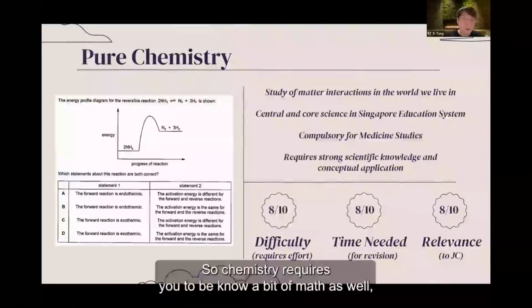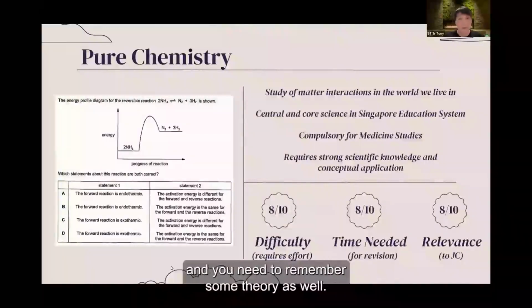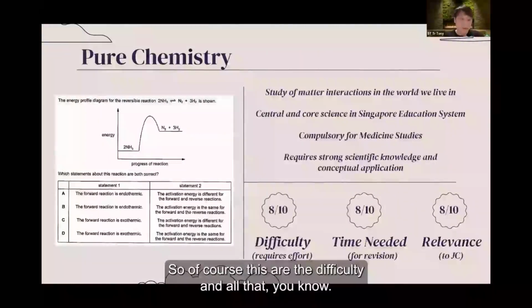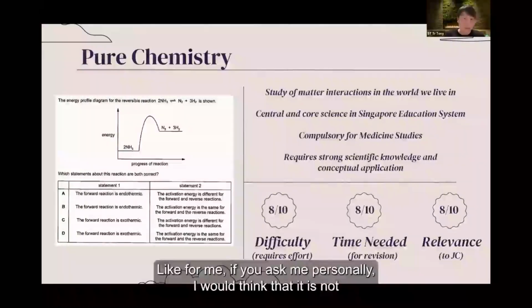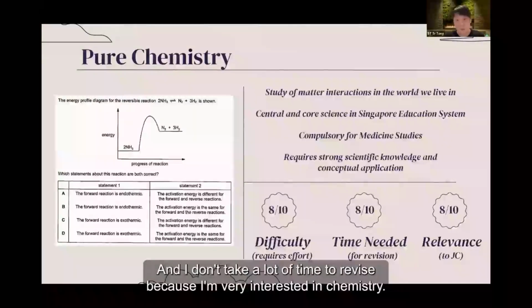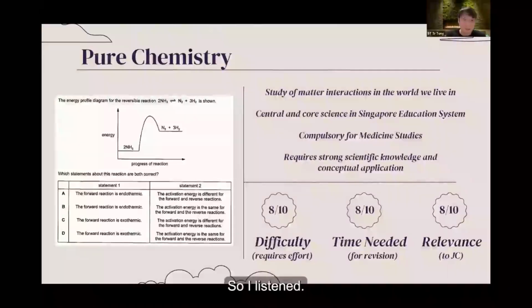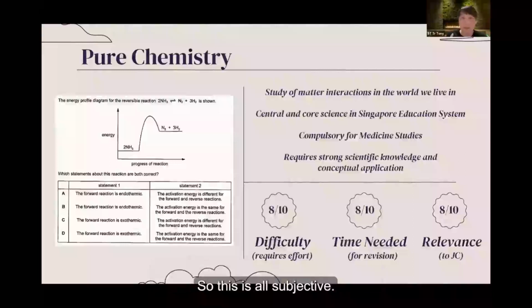So chemistry requires you to know a bit of math as well, because you need to calculate chemical equations, you need to balance them, and you need to remember some theory as well. Of course, the difficulty out of 10 is really subjective. For me personally, I would think that it is not difficult, and I didn't take a lot of time to revise because I was very interested in chemistry. I had a very good teacher, so I didn't have to do a lot of revision on my end. So this is all subjective.